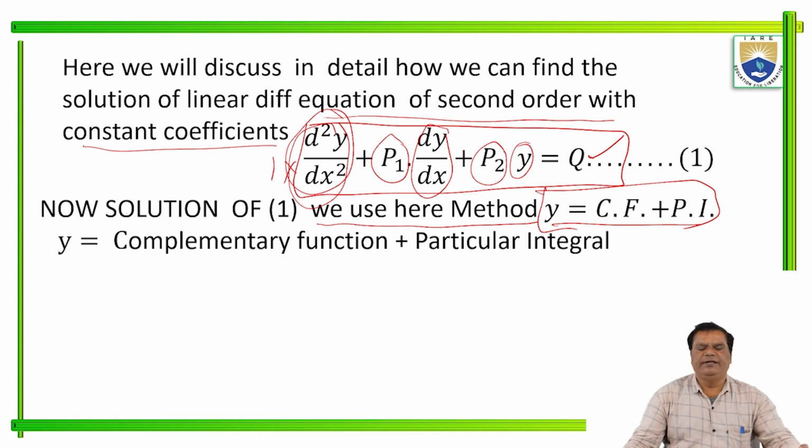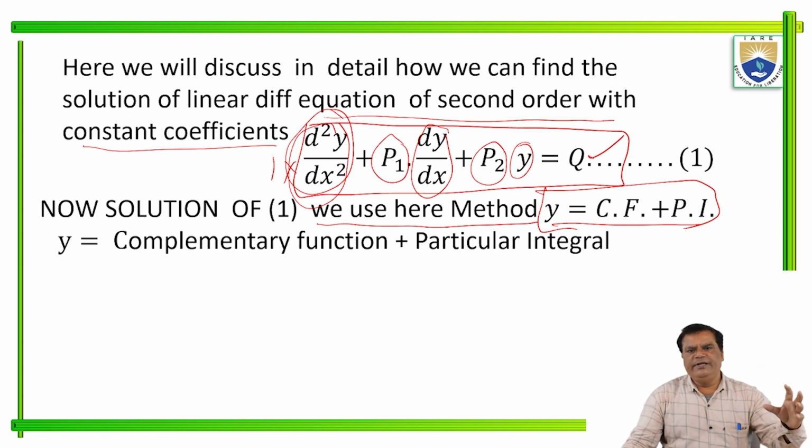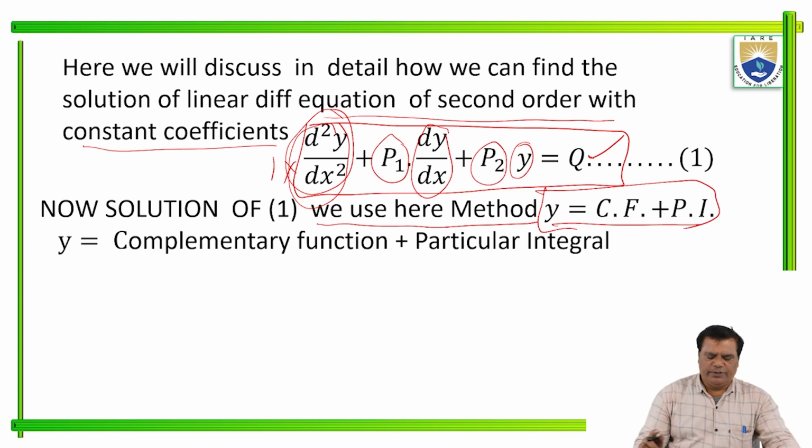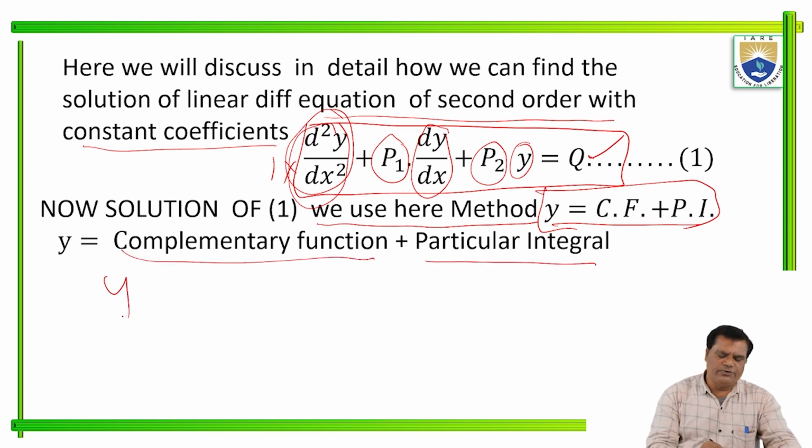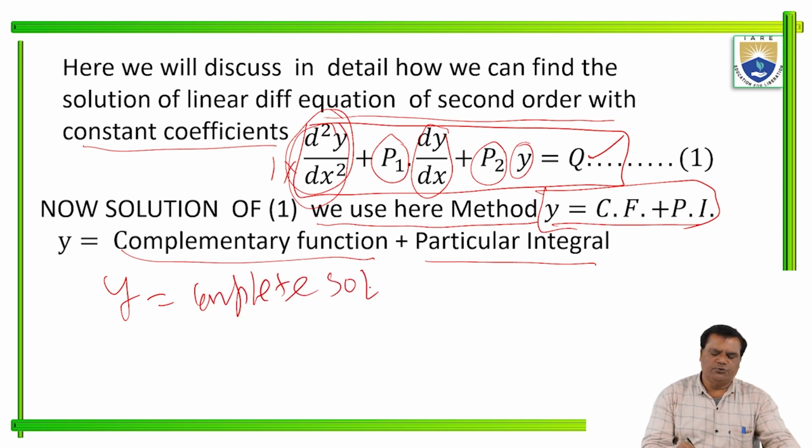One by one, we are discussing how we can find the complementary function and then the particular integral. We are also discussing when we find the particular integral and when we do not. So here y is equal to complementary function plus particular integral. This is the complete solution.